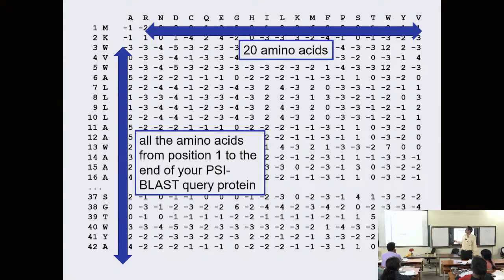So this becomes really customized to that family. It is representing the peculiarities, the characteristics of the family that the query belongs to. And that is why you would expect that this matrix should be sensitive in identifying even distant homologs of that family. BLOSUM62 may not, because it doesn't represent this family, but this should, because those peculiarities or characteristics are represented in this matrix.